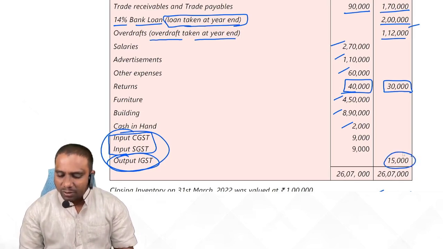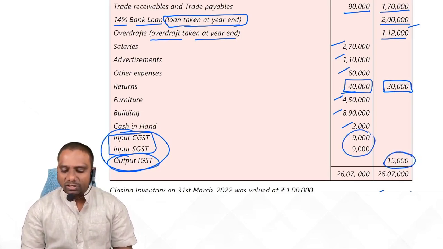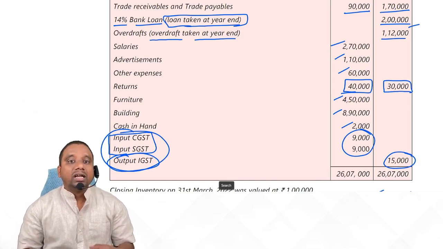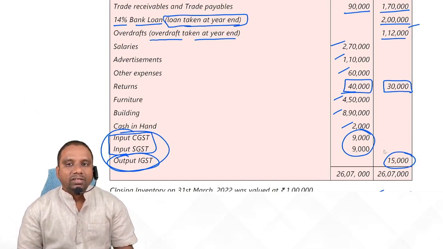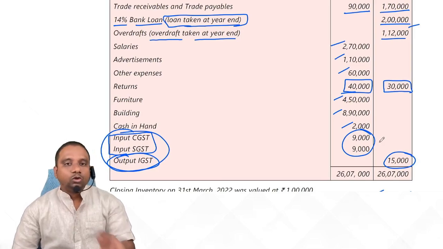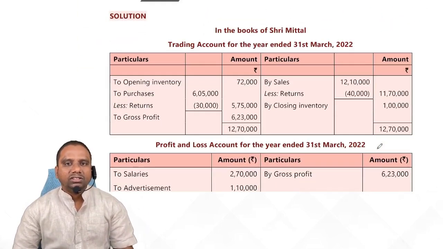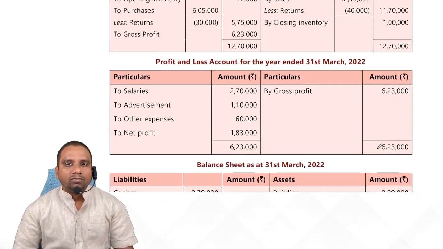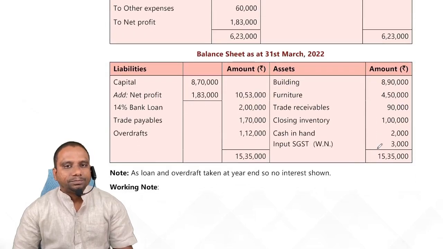Total IGST payable is 15,000, whereas we have input of 18,000. So we have excess input, and that we have to show in the balance sheet. This is simple: trading account, profit and loss account, and the balance sheet.